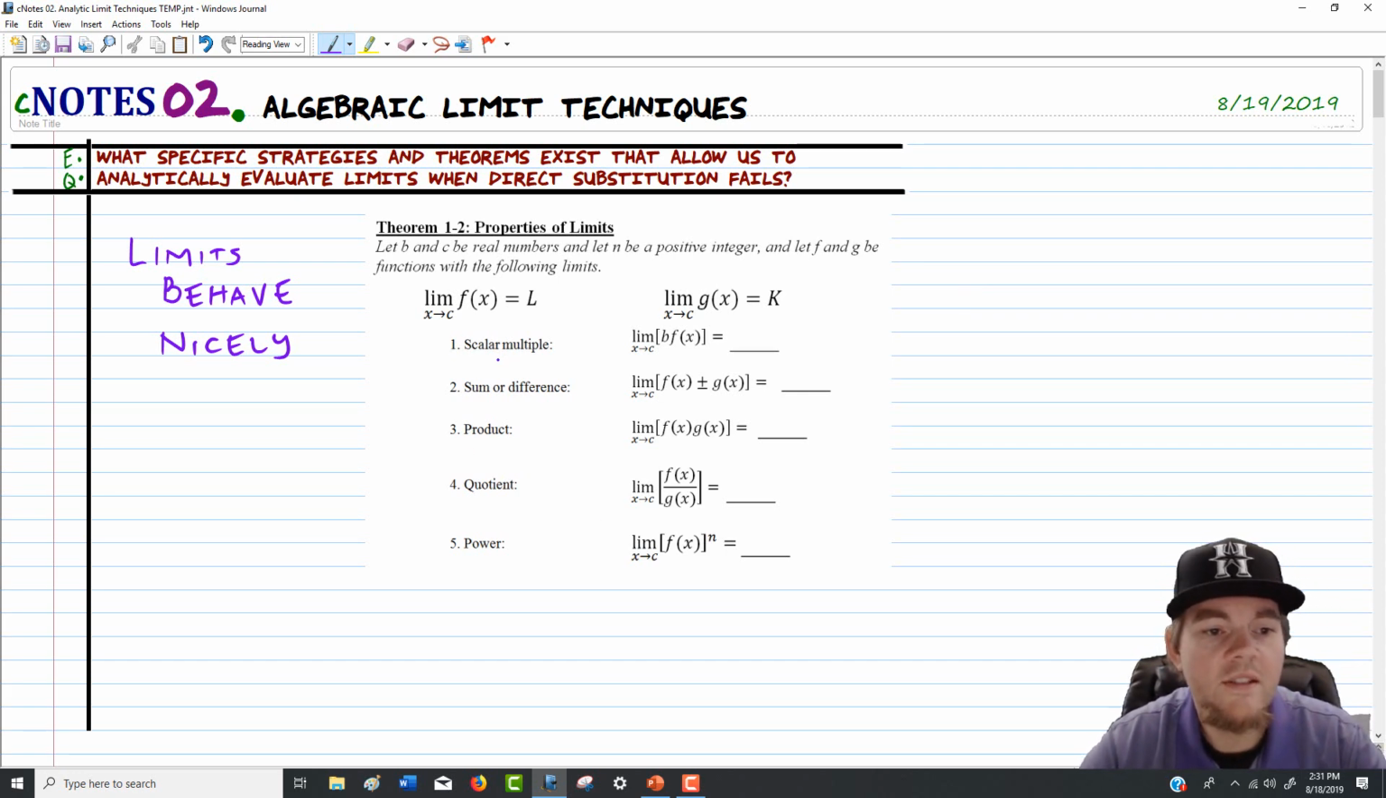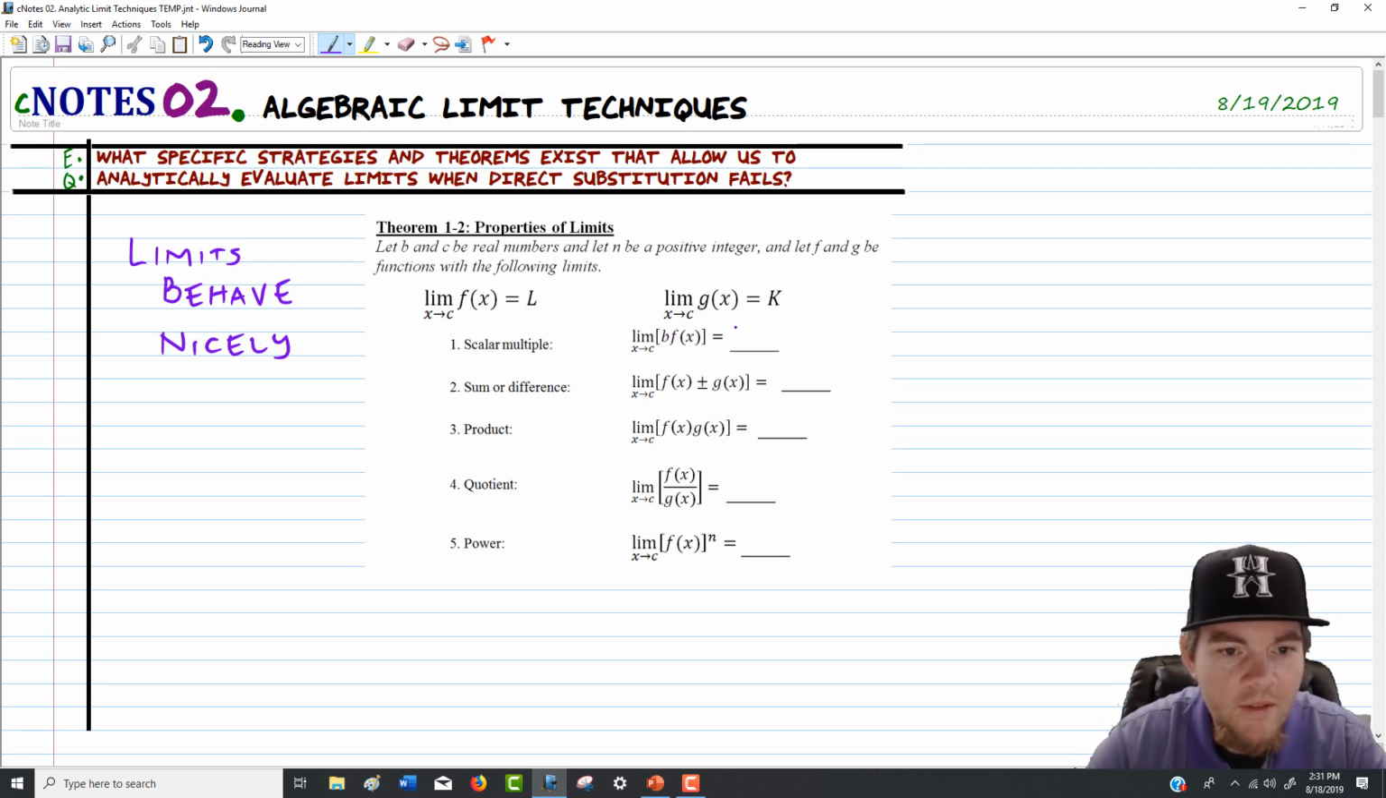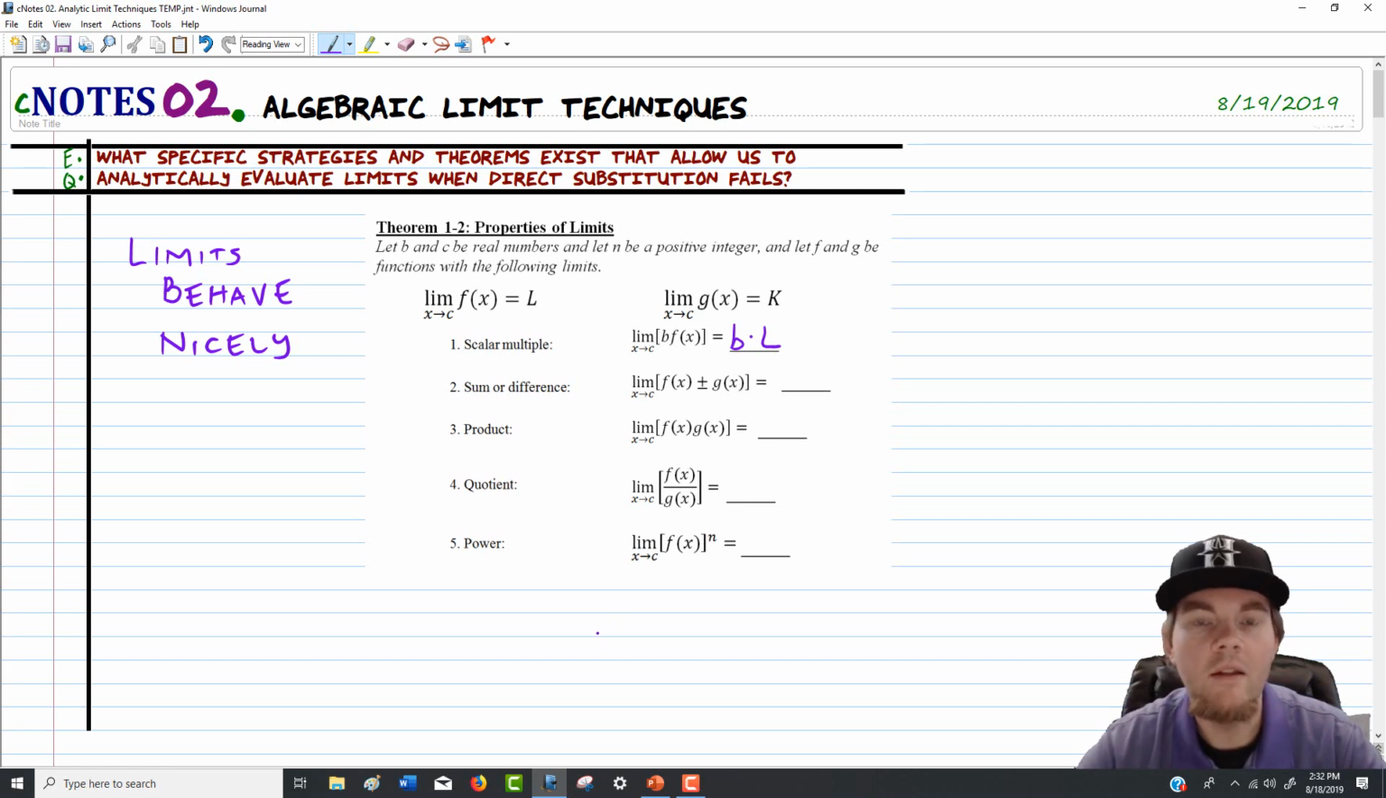So to start with, it says the scalar multiple rule. It tells us to evaluate the limit as x approaches c of b times f of x. And recall, b was just some real number. So we're basically multiplying the function f by b. When we do that, we basically get b times the limit of f. So bL in this case. Minus the t, and we'd have a sandwich with some tomato on it.